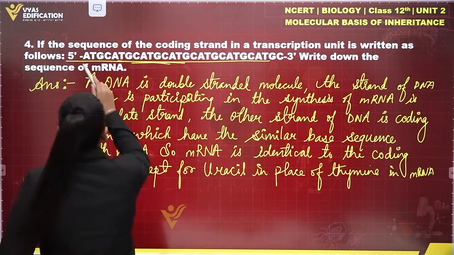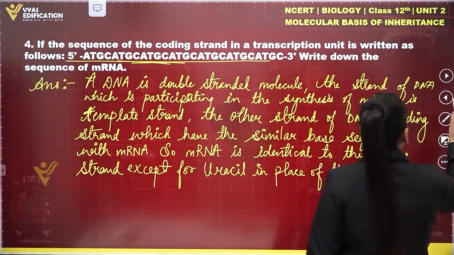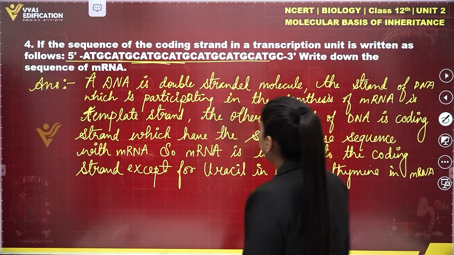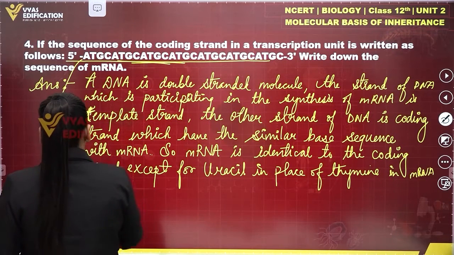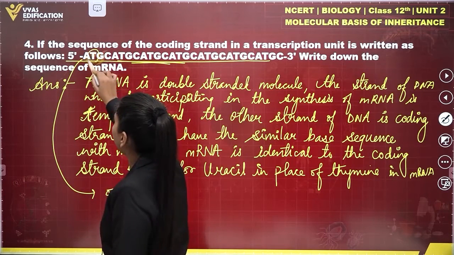So if we want to write the mRNA sequence by using this coding strand, we will write like this. We will write it as 5 prime A. We will write U in place of T.